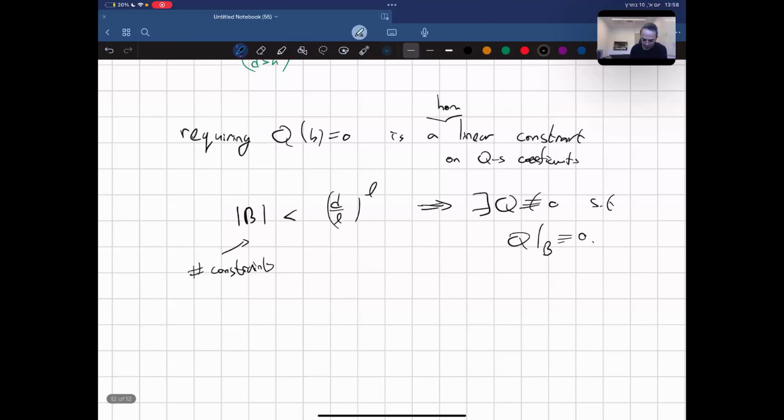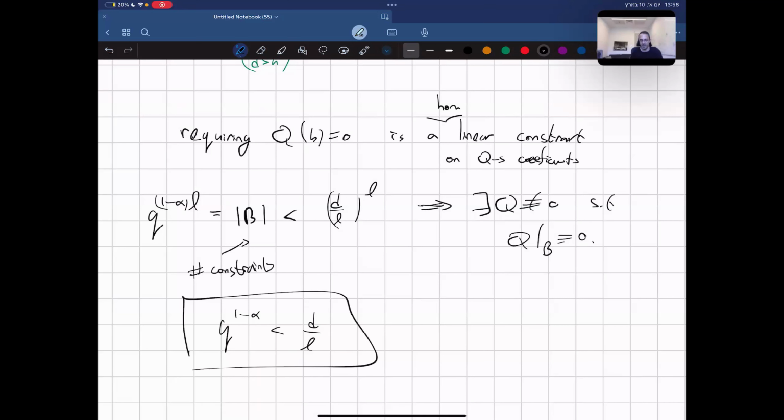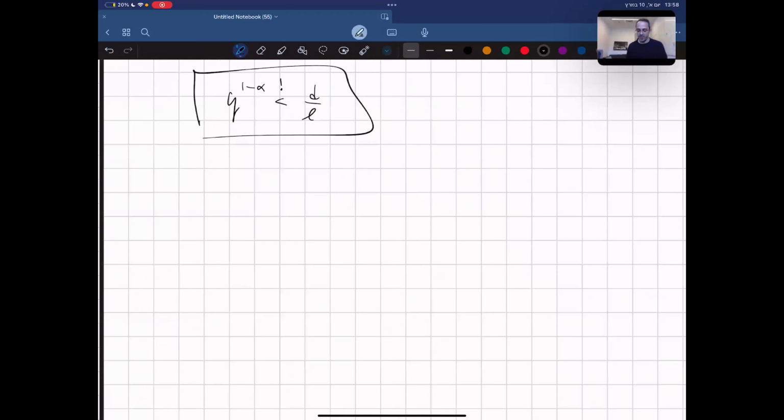And again, everything is in the analysis. I don't need the polynomial for the algorithm. So B, we said, is of size Q to the minus alpha, times Q to the L. And so this means that we need Q to the 1 minus alpha to be less than D over L. That's one thing that we need. That's a requirement, okay? Moving forward, we are going to work with this Q.